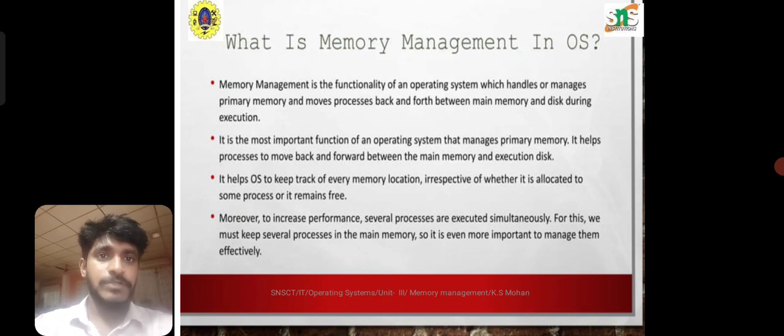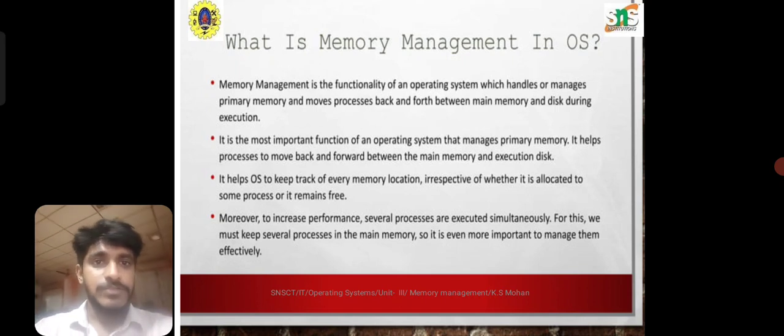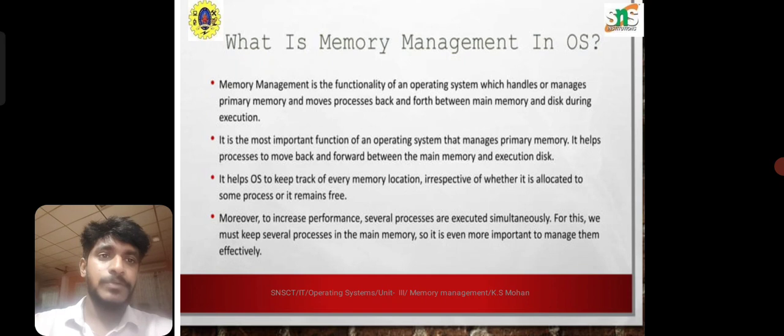It helps the OS keep track of every memory location, irrespective of whether it is allocated to some process or remains free. Moreover, to increase performance, several processes are executed simultaneously. For this, we must keep several processes in the main memory, so it is even more important to manage them effectively. For example, when we have to retrieve some data from the secondary memory, it will first be transferred to the main memory. So we keep several processes, P1, P2, in the memory, and it is important to manage them effectively.